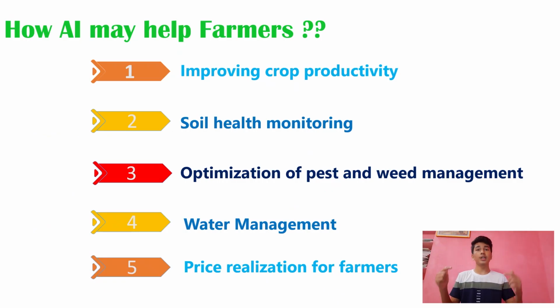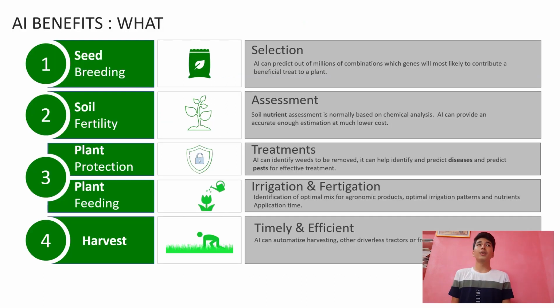Artificial intelligence will improve the crop productivity. It will monitor the soil health regularly at specific intervals. Optimization of pest and weed management will be among the benefits of using artificial intelligence overall.